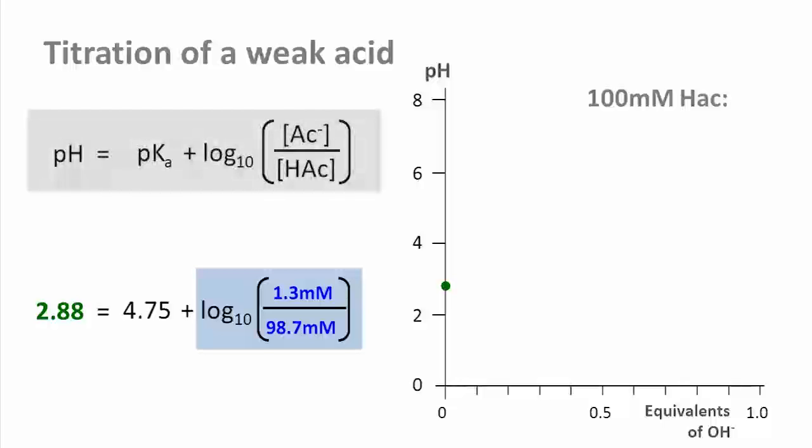If we add a little bit of strong base to shift the proportions of acetate to acetic acid, the pH jumps up. Adding still a little more, the pH increases again, but by a smaller amount.